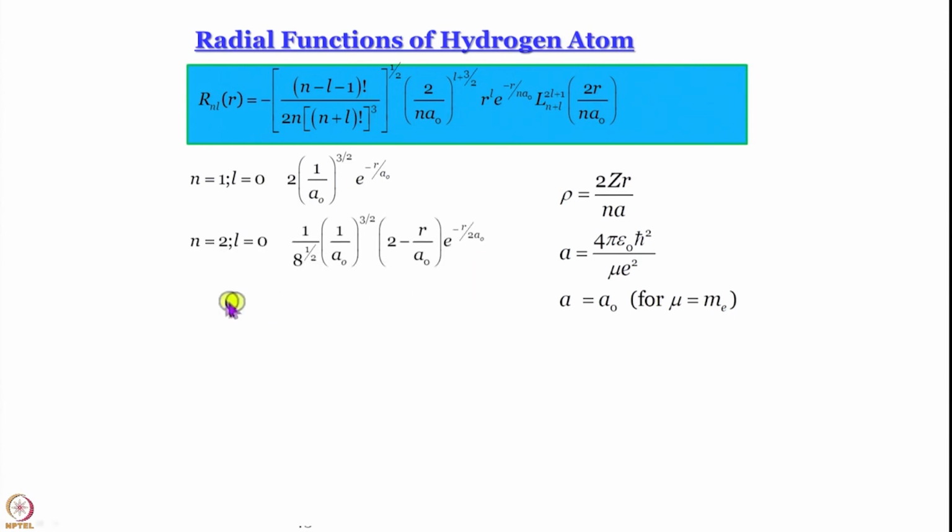n equal to 2, L equal to 0. We get once again a constant multiplied by e to the power minus r by 2a0, no harm done, multiplied by, now you see, 2 minus r by a0. So, this r to the power L, what would r to the power L be? L is still equal to 0. So, r to the power L is 1. So, what is this 2 minus r by a0? Where does it come from? It comes from the Laguerre function. 2 minus r by a0 into e to the power minus r by 2a0.